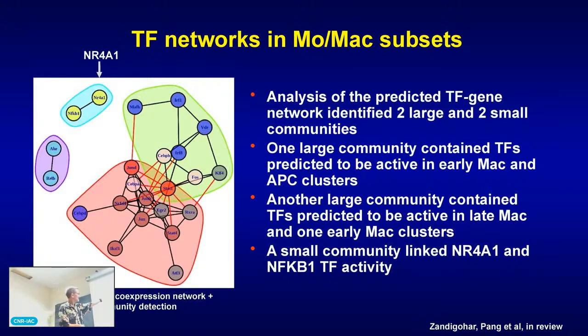A small community here included NF-kappa B, which has many functions, but pro-inflammatory is one of its main, and it was linked with NR4A1. So this gave us some clue that maybe NR4A1 in the wounds was playing a pro-inflammatory role. And so that's what we followed up on for validation.